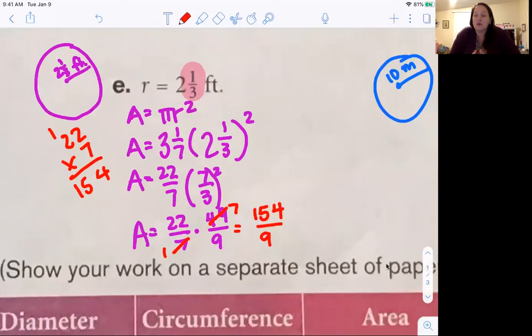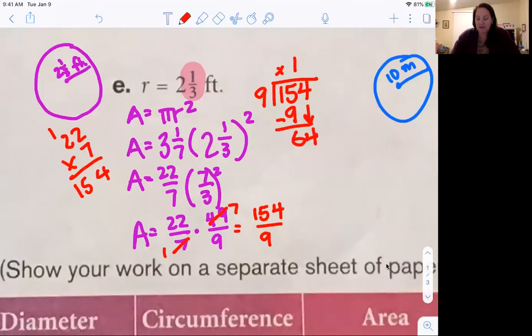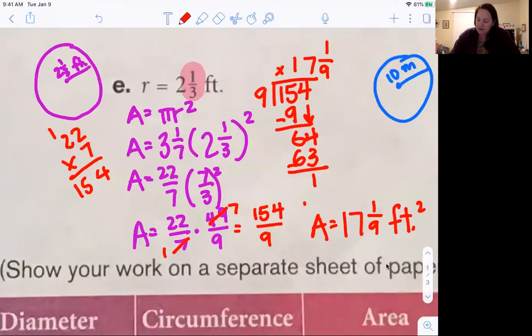Now this would be where you need to do bottoms up, okay? So 154 divided by 9. 9 goes into 1, can't do it. 9 goes into 15 one time. Subtract, I get 6. 9 goes into 64. Well, 9 times 7 is 63, and that's about as close as I can get, right? I get 63 with 1, so 17 1/9. So area, I'll come right down here. Area equals 17 1/9 square feet.